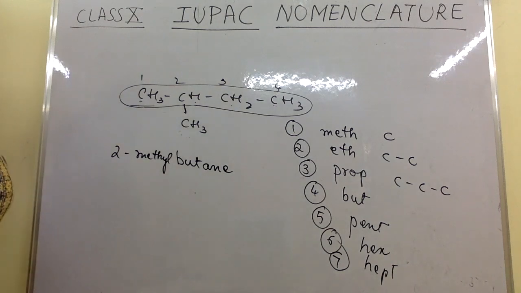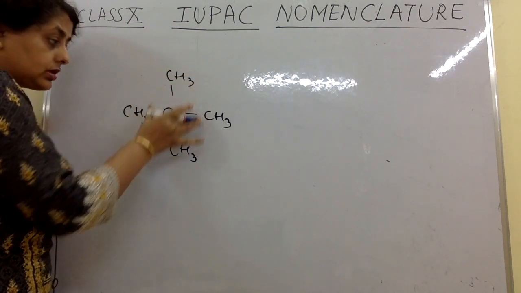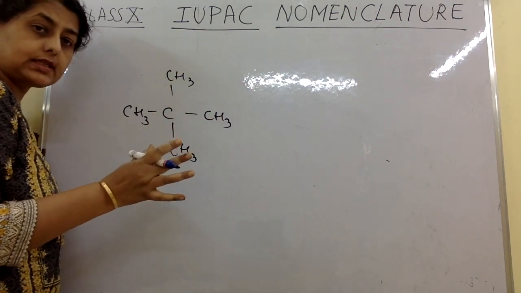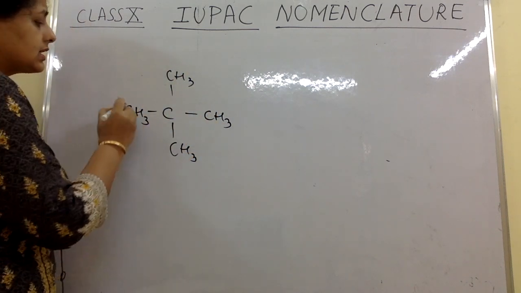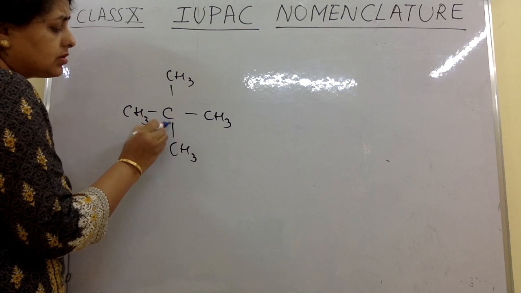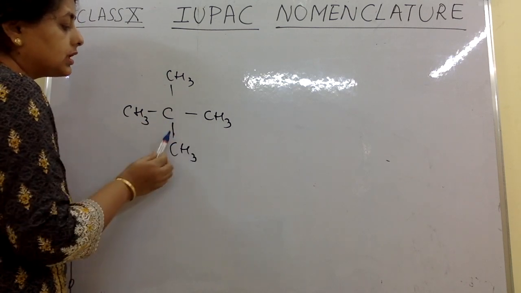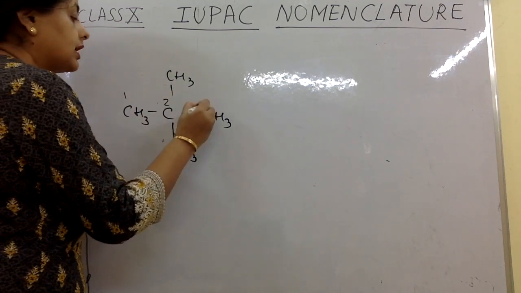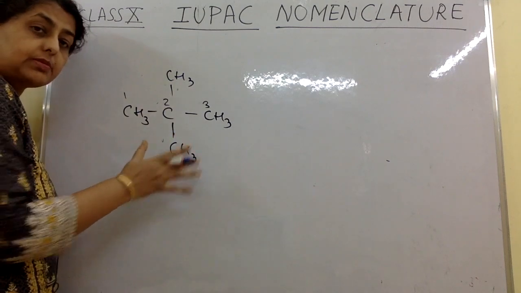Okay, let's see more examples. Now here, I can take this as the long chain or this as the parent chain, whichever, any one side, because they are the same. It is very symmetrical. Whether I number it 1, 2, 3 or 1, 2, 3, this is going to come 2 only. So from any one side I am numbering. These two become the substituents, the methyl groups.